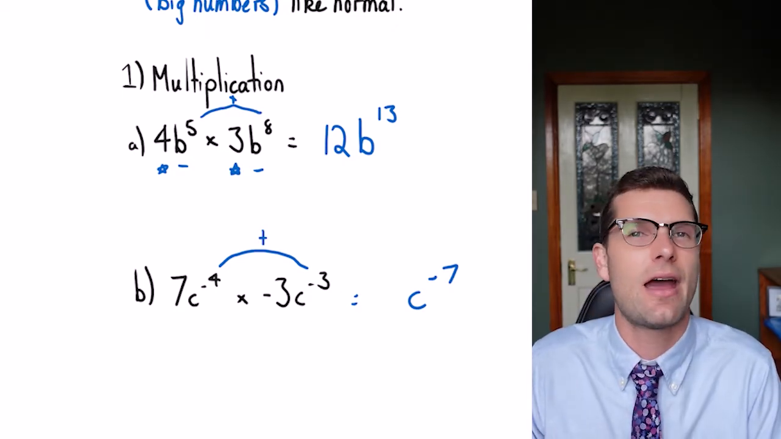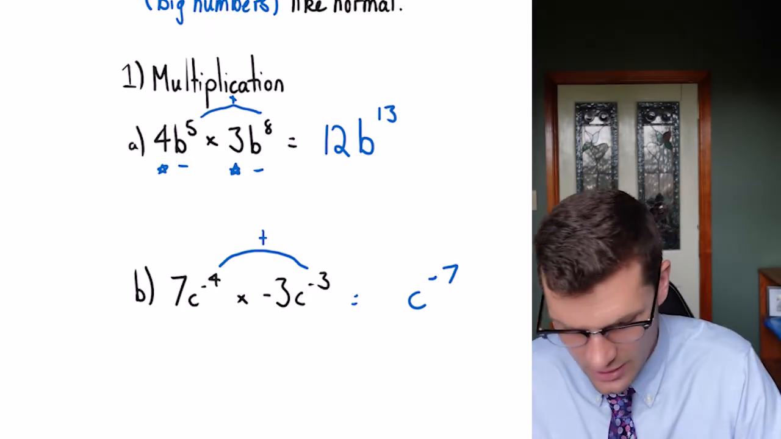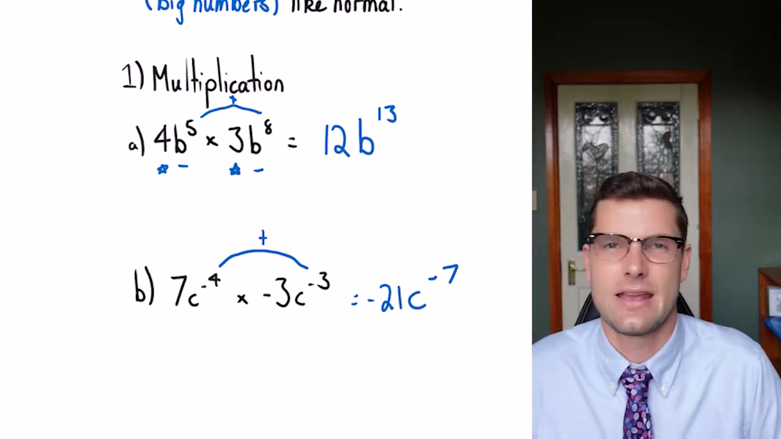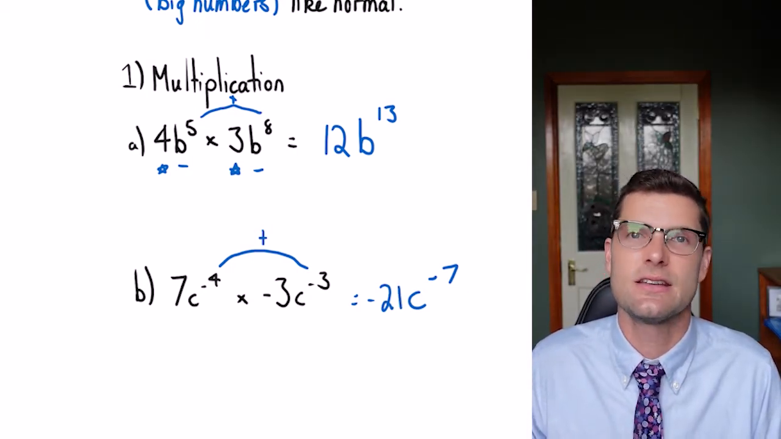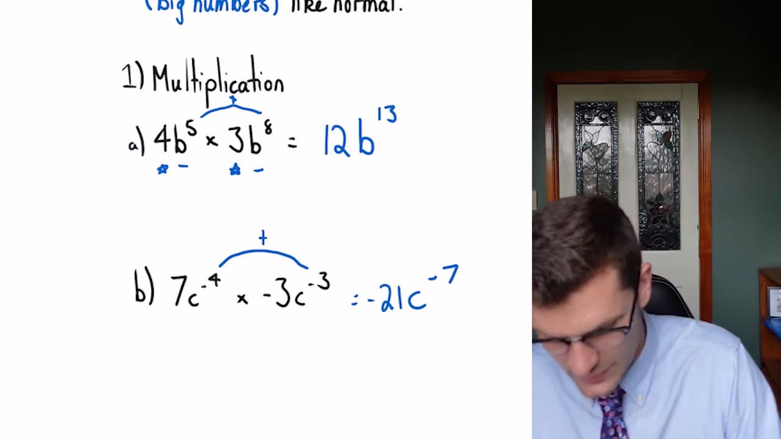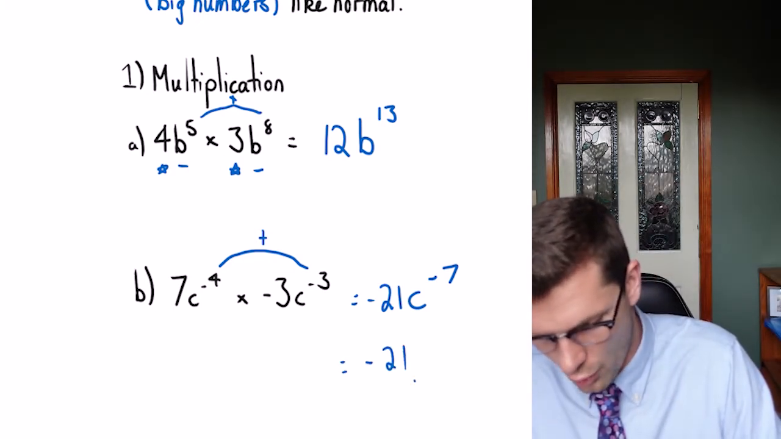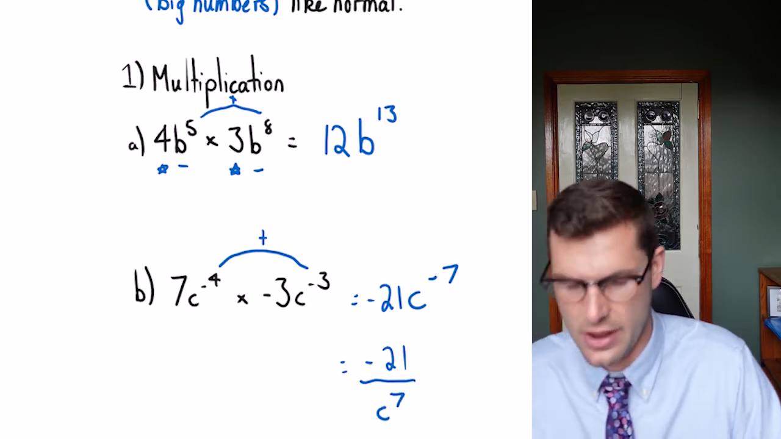And then the 7 and minus 3 get multiplied together, so the number out the front is negative 21. If you want to write this with positive indices, if that's what the question says, this becomes minus 21 all over c to the power of 7.